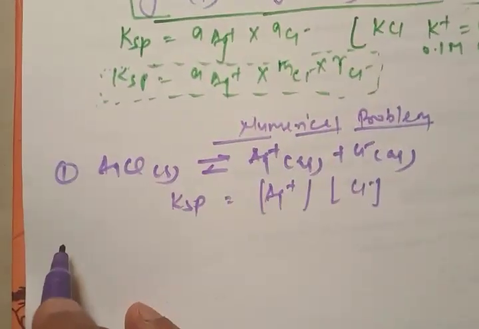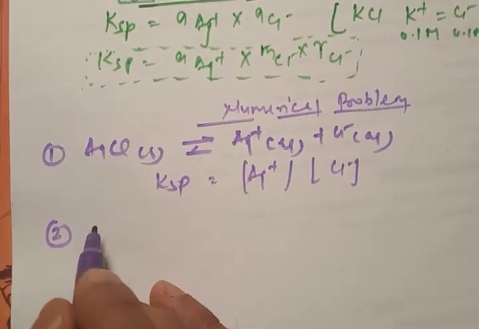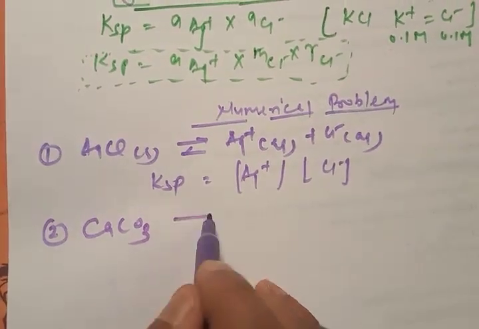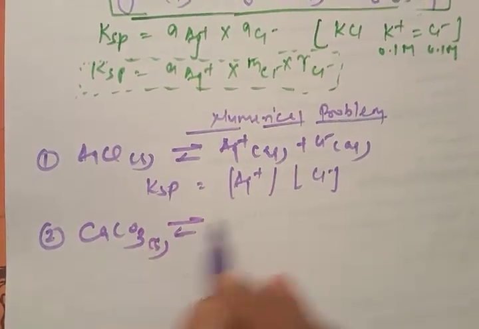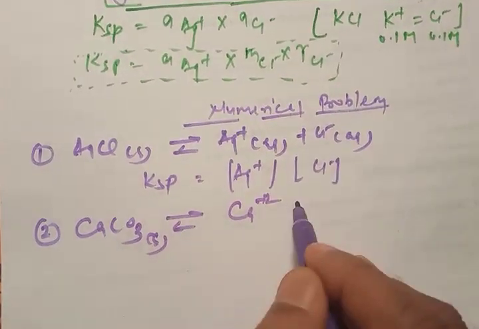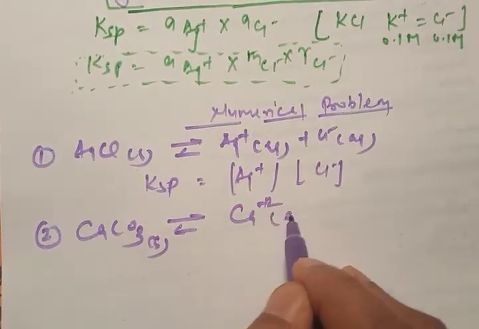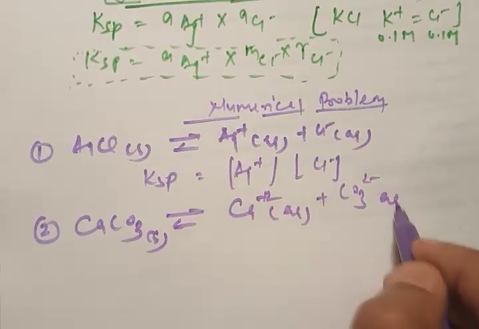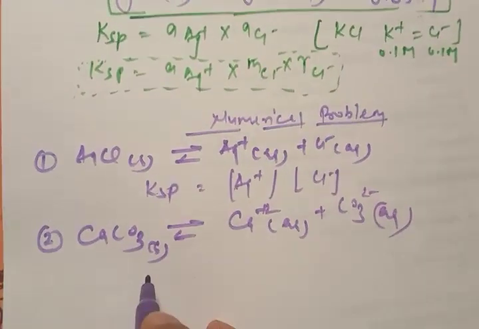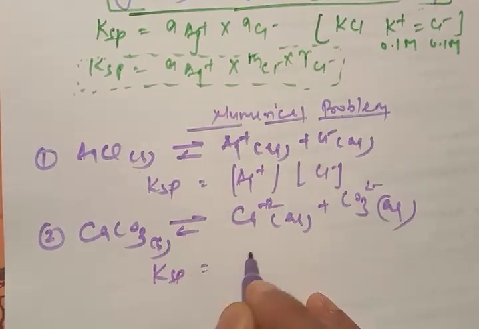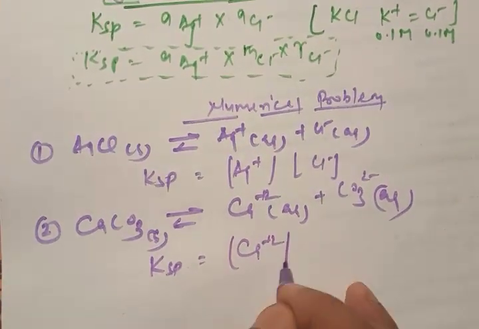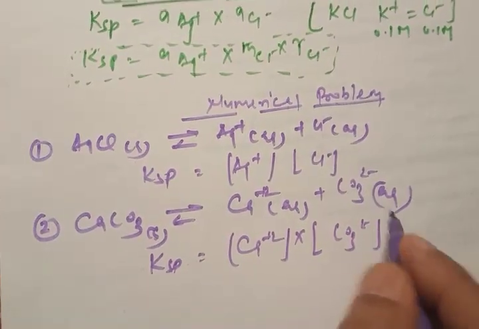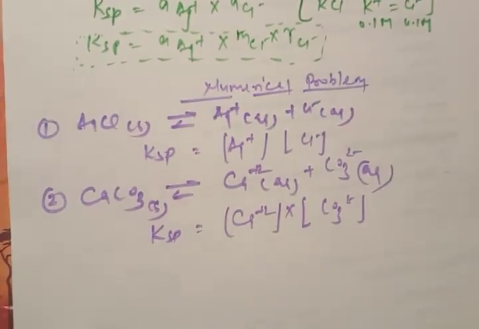Let's take one more example. Suppose we have CaCO3. In that case, what will happen? This is the solid, Ca 2 plus aqueous and CO3 2 minus aqueous. So the Ksp here is Ca 2 plus multiplied by CO3 2 minus. No need to raise a power, because again the coefficient is 1 and 1.